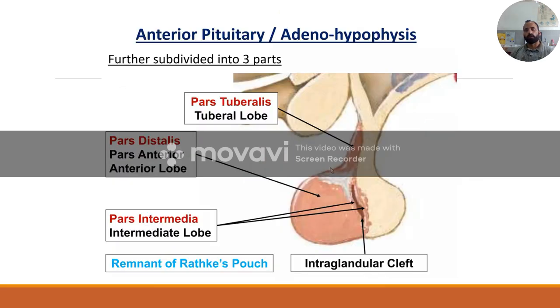So the anterior pituitary, also known as adenohypophysis, is basically divided into three parts: pars tuberalis, which is towards the stalk end, then pars distalis, which is the major part, and then pars intermedia. Basically, this is the part that lies between the anterior pituitary and the posterior pituitary.